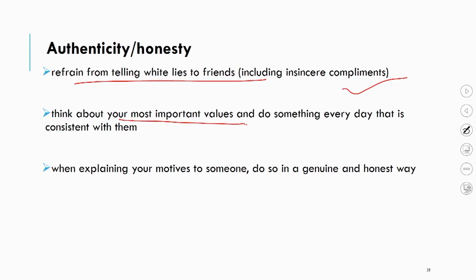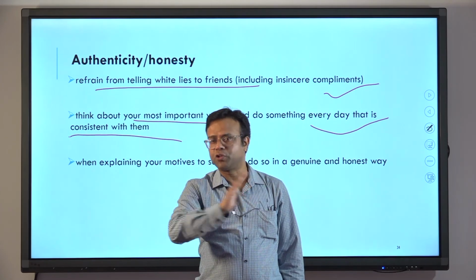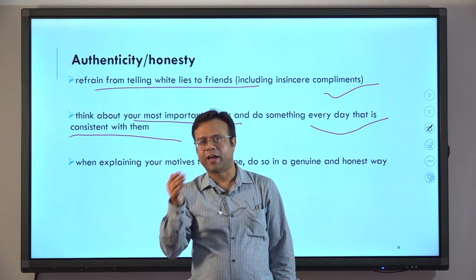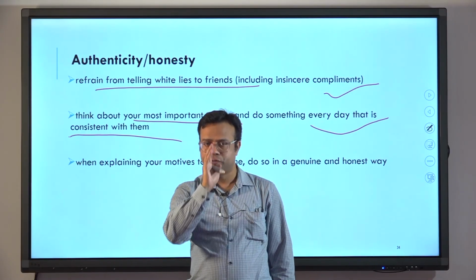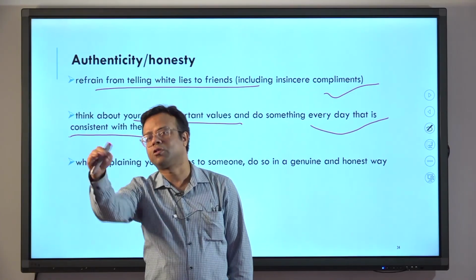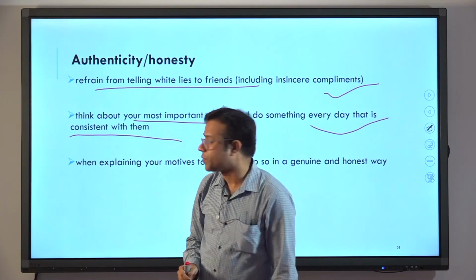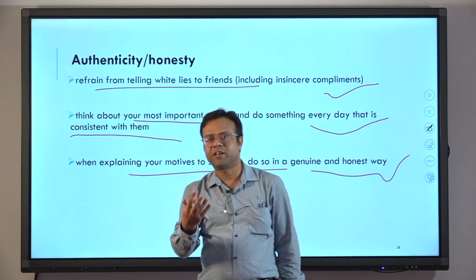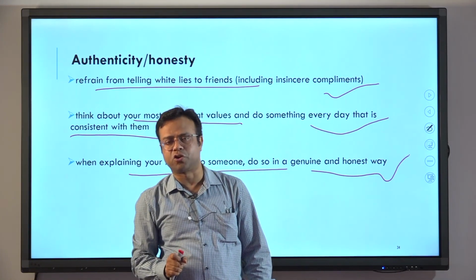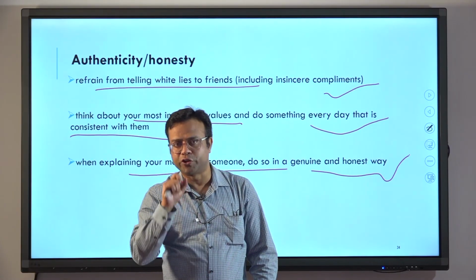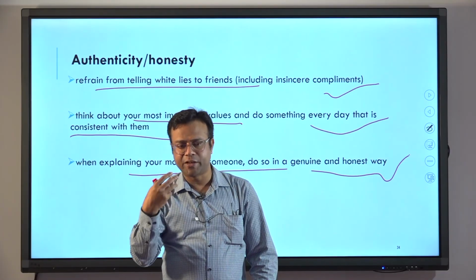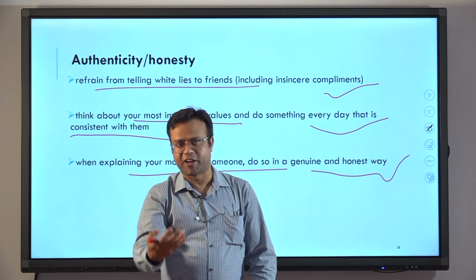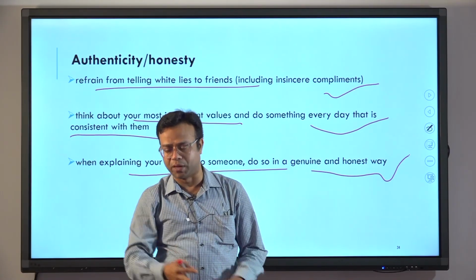Think about your most important values and do something every day that is consistent with them. So what does authenticity mean? If you value something, try to do something about it every day, and your behavior should be consistent with that. If you value something, you should not just talk about it, your action also has to be oriented towards it. Then your authenticity will increase. When explaining your motives to someone, do so in a genuine and honest way. If honesty and authenticity is your quality, show it in your expression and in your explanation to someone. Basically, in your words and your actions, it should be reflected. The more you reflect them in life situations, the more they will develop.